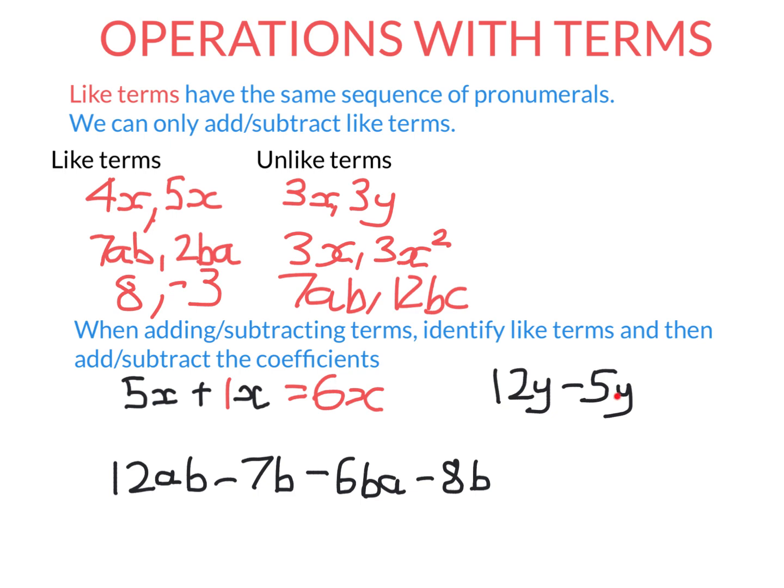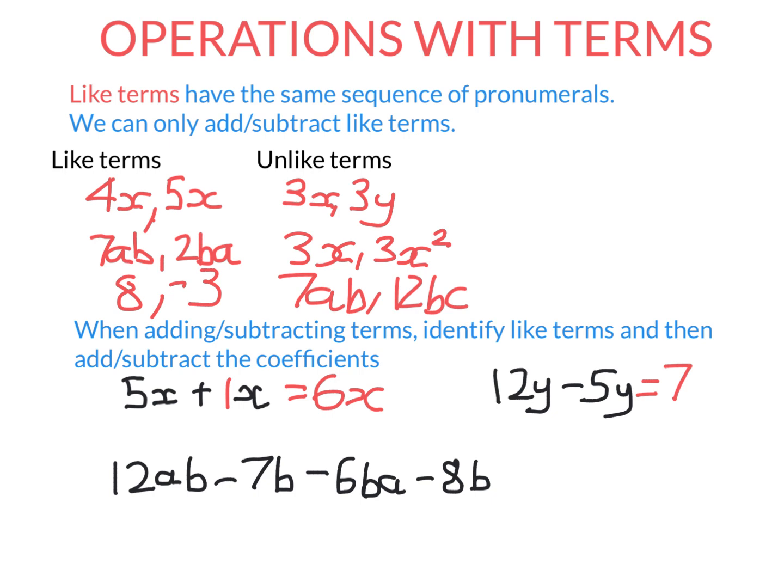So let's look at 12y minus 5y. Well, these two are clearly like terms, same sequence of pronumerals, both of them have a y. So that means we can subtract them. So when you subtract them, we're going to subtract the coefficients. So the coefficient, or number in front of, is 12 here. It's -5 there. 12 minus 5 equals 7.